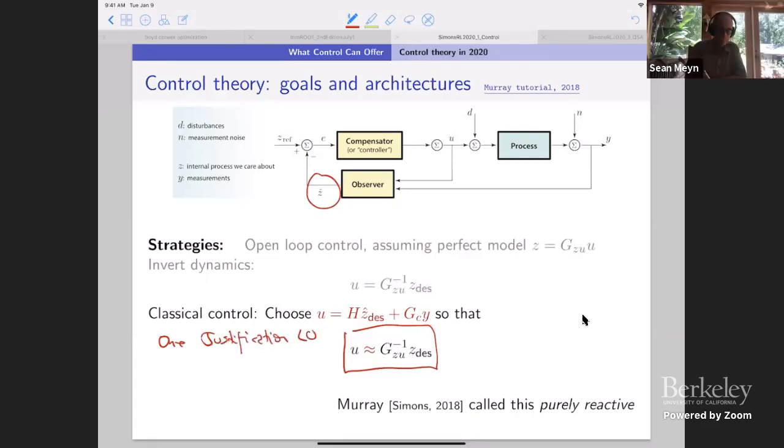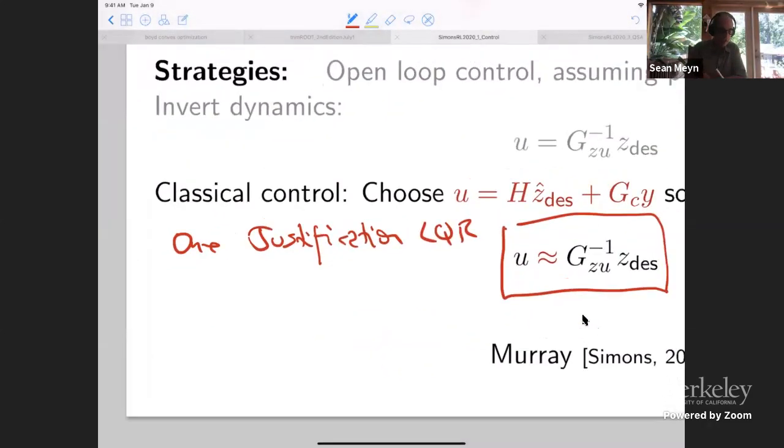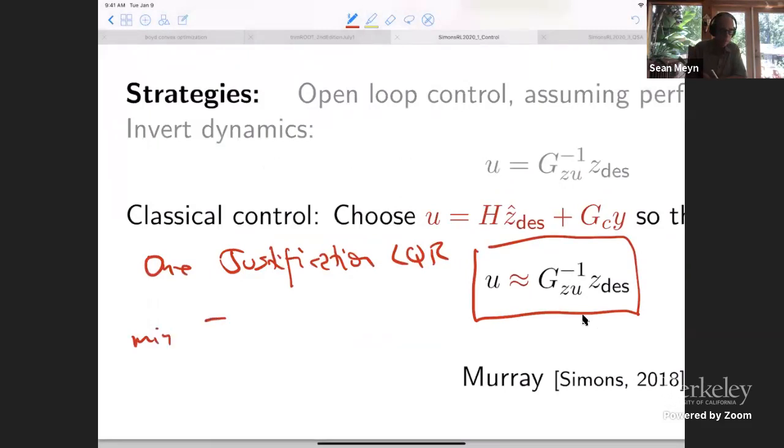Well, so basically, I can say this, that one justification is LQR. So you basically minimize the sum, k equals 0 to infinity, of c of x_k, not z. Yeah, z_k.